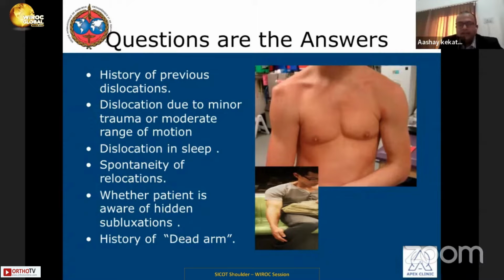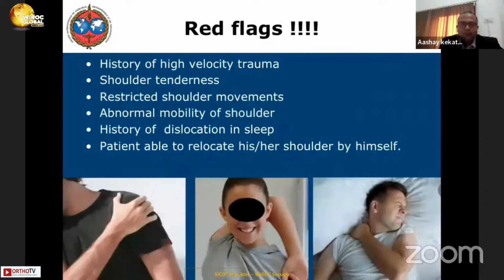Then subsequently we can find out what exactly we are dealing with, whether arthroscopy alone will help or an open procedure is required. And what are the red flags? History of very high velocity trauma, tenderness, pain, restricted movements, abnormal mobility, dislocations in sleep, and MDI, of course.